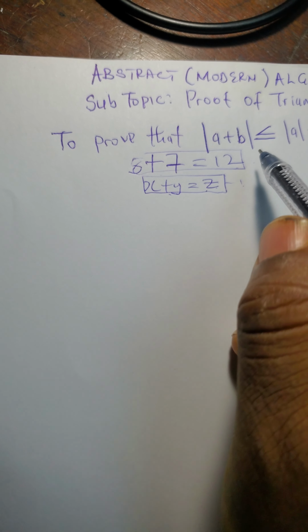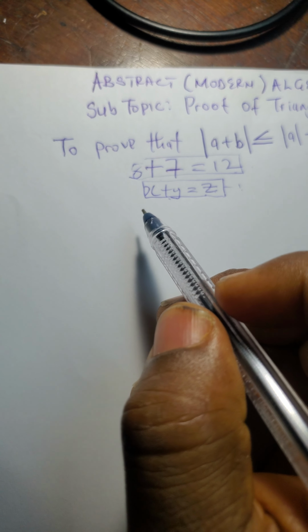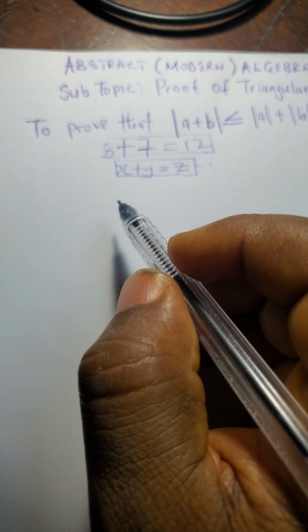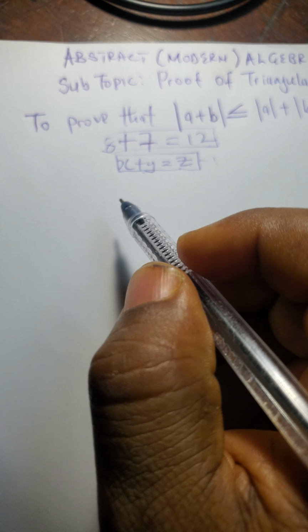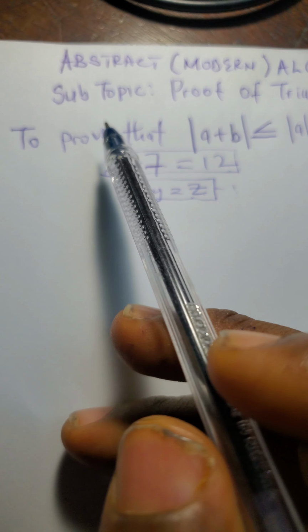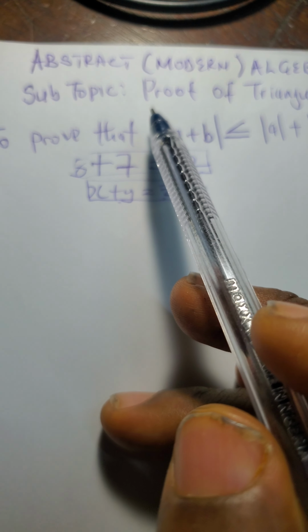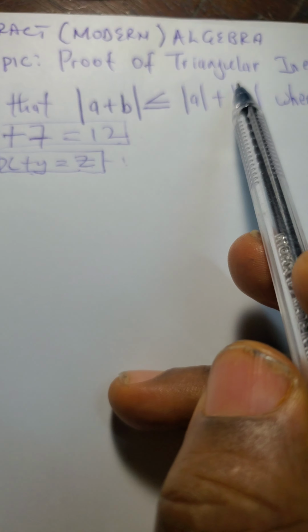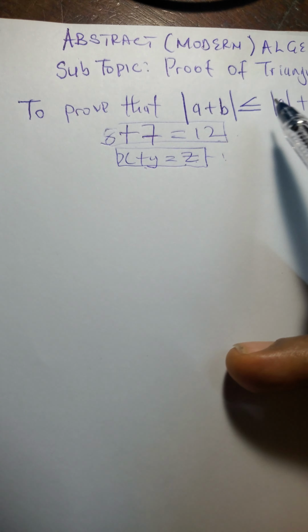So today there is a particular standard inequality under modern algebra known as abstract algebra, and that is called triangular inequality. It is called triangular inequality. So today's topic, we want to prove the triangular inequality under abstract algebra.